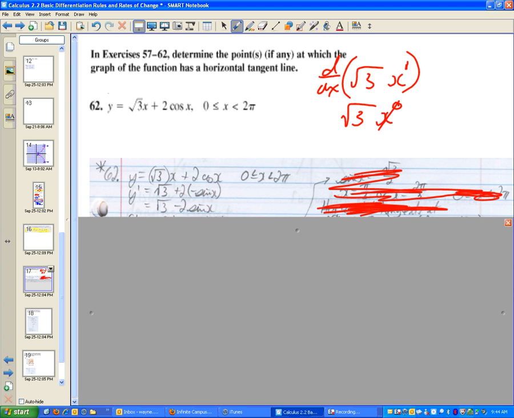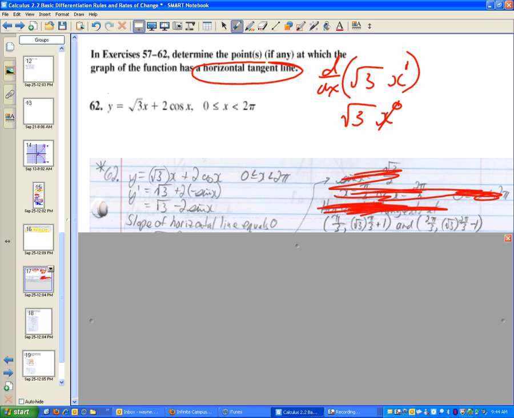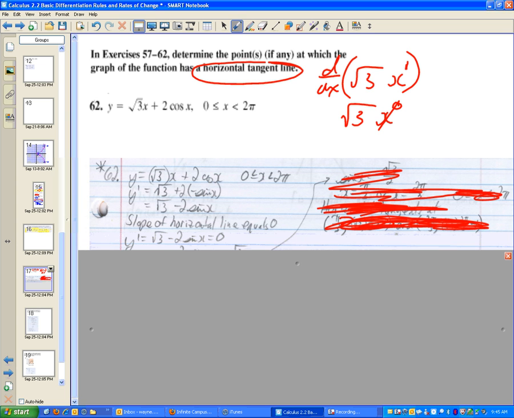What do we do with this? Well, instead of using that to find a slope at a given point, we know what the slope has to equal. And we're going to figure out at what point or points does that occur. Since we have a horizontal tangent line, the slope has to equal 0. Since the derivative is a formula for the slope, then the derivative has to equal 0.